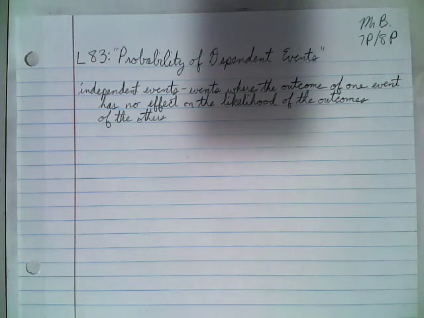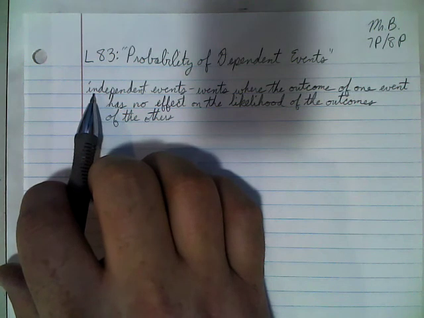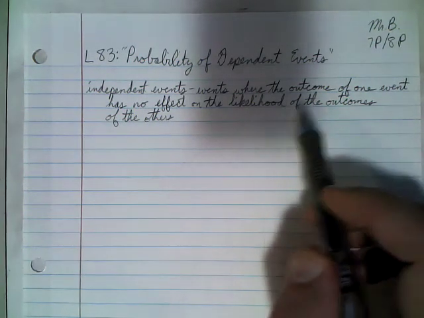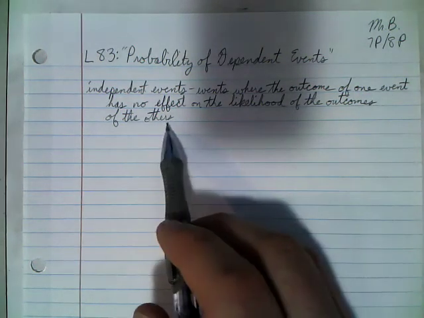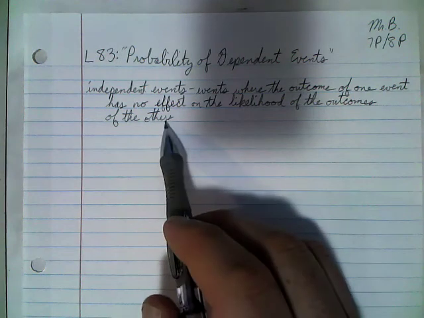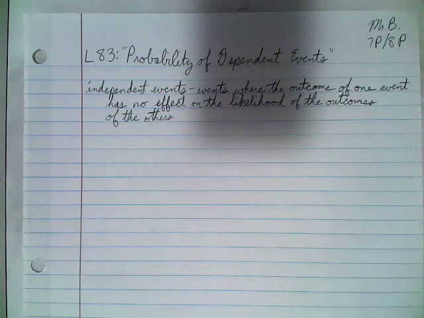So we start with independent. Remember that the prefix in means not. So these are not dependent, or they do not depend on each other. And so they are events where the outcome of one event has no effect on the likelihood, the probability of the outcomes of the others. So whatever happens in one of them has no effect on the probability of the other. That's an independent event. Okay, they do not depend on each other.